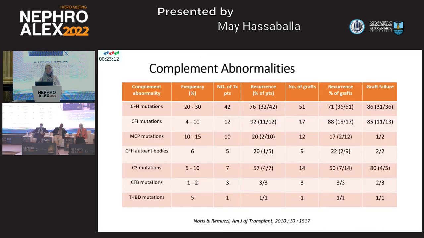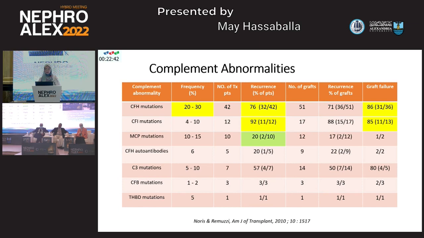It recurs frequently, and the most common are complement factor H mutations. Together with complement factor I, they recur very frequently after transplantation. And look at the incidence of graft failure. Though rare, it is a devastating thing to happen, and we have to try and stop this from happening. Whereas if you look at the membrane cofactor protein mutations, which is a membrane-bound protein, the recurrence is very low. This is present in the membrane.